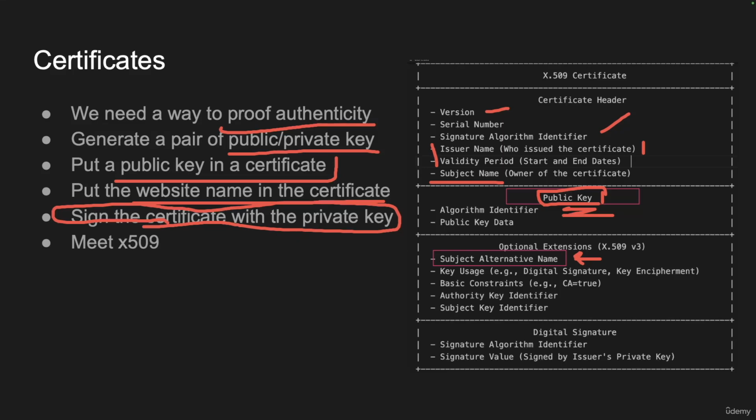You just sign it. And here's the digital signature, by the way. You get the value of all the things signed by the issuer's private key. And that's it. You have a certificate. Meet X509. That's the standard for certificates today. That's X509. That's how we build certificates today. Okay? So that's the certificate.